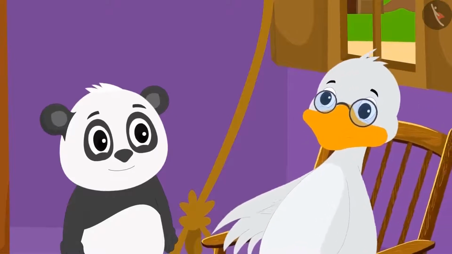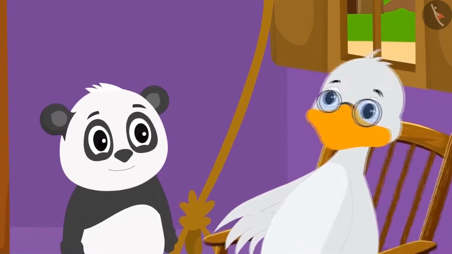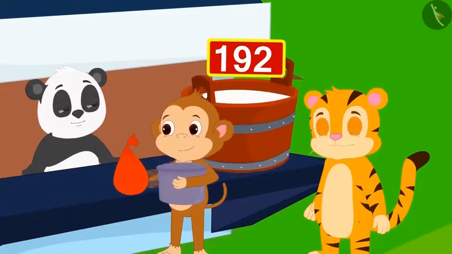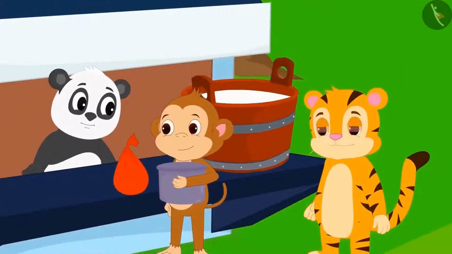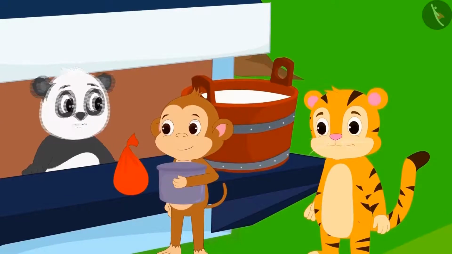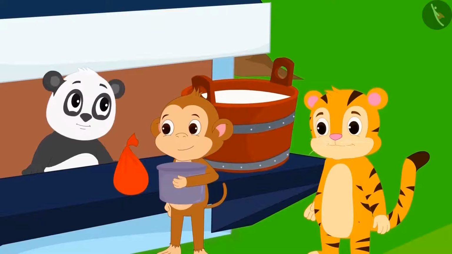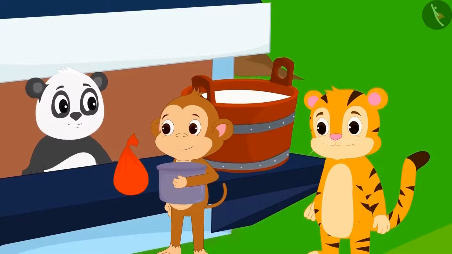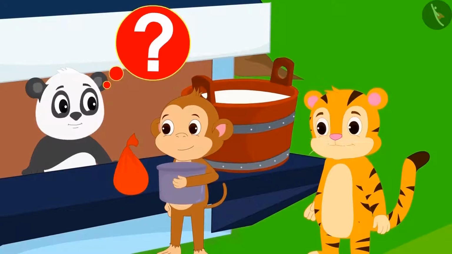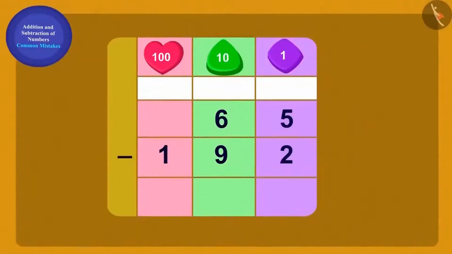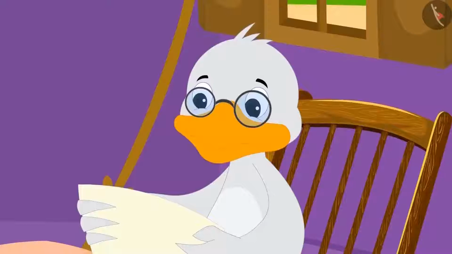Golu Panda is telling Uncle that today morning Babban came to his dairy to get milk. He gave Golu rupees 192 and Golu was to take rupees 65 from him. Golu could not find out how much money he would have to return to Babban. Golu had written the question like this.